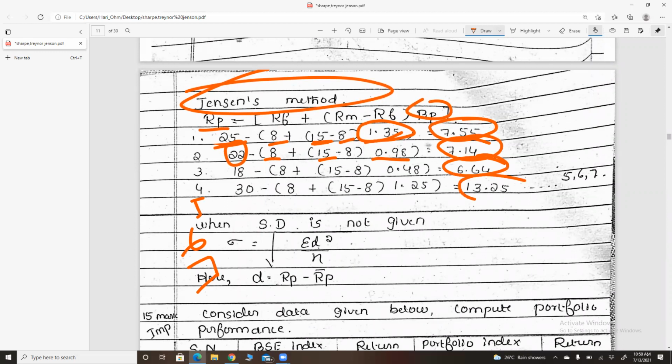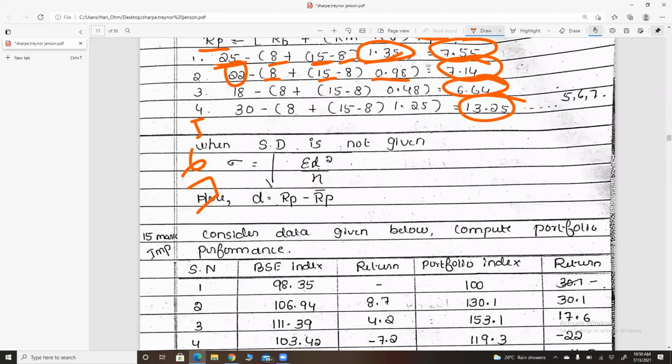It's easy to calculate. Then the next problem that we are going to work out in the next session is an important one. When standard deviation is not given, this is the formula that you have to use. Okay, let's see in the next session.